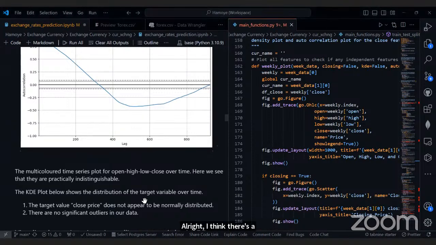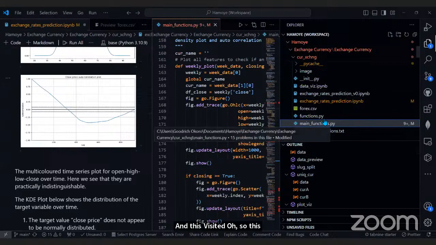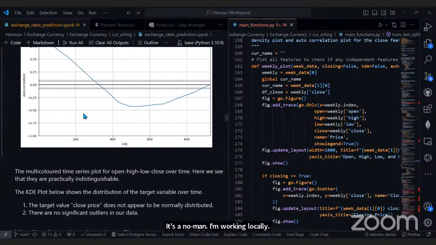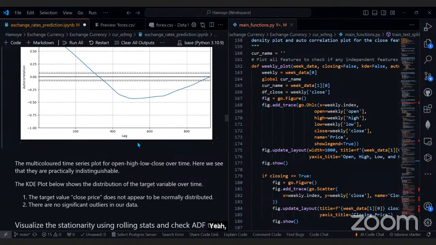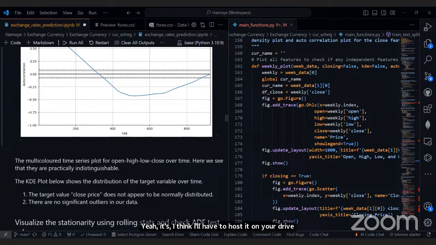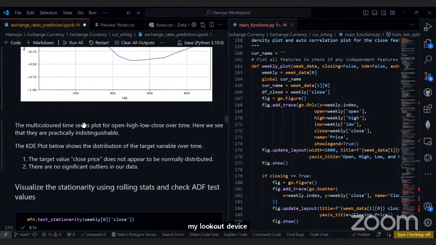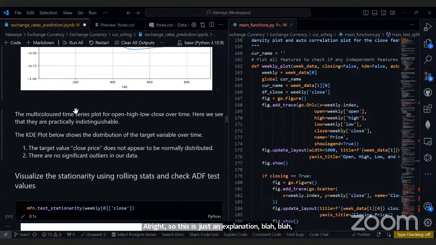Can this be executed on Jupyter Notebook? Also, this is a Jupyter Notebook. It's a normal notebook, but I'm working locally. I'm not doing anything online. Yeah, it's a Jupyter Notebook. I think I'll have to host it on a drive before I can share it across, because right now it's on my local device.